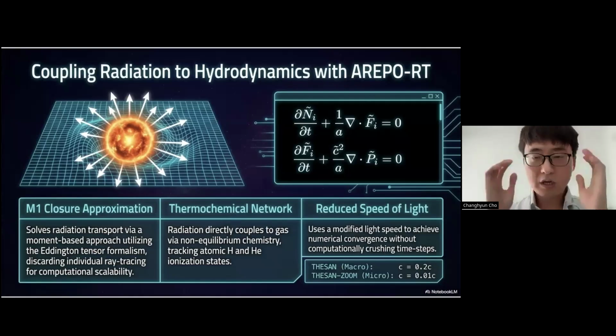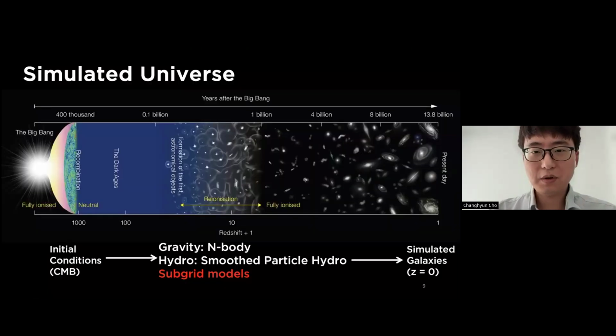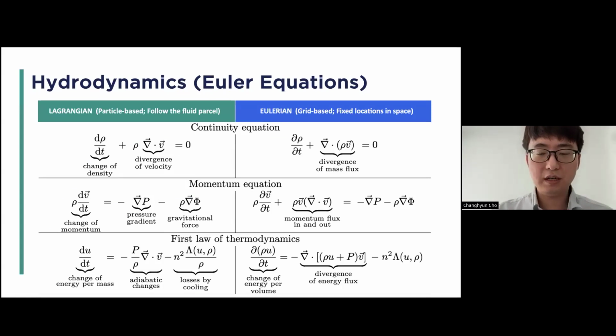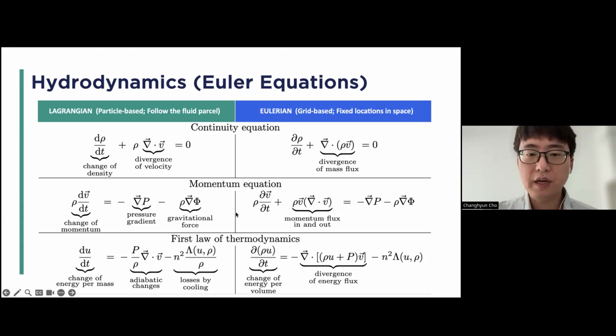And also in the THESAN simulation, we included the radiation term. Actually, I should have put this earlier. Let's go back to the Euler equations. If you want to do radiation hydrodynamics, then you need to put an additional radiation term in the momentum and the energy equation. Or if you want to do magnetohydrodynamics, then you need to put an additional magnetic term over here and over here.